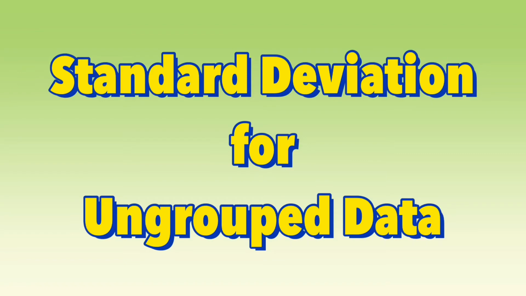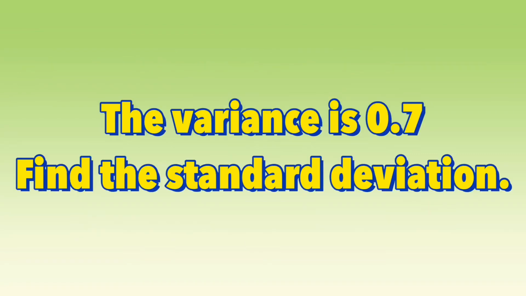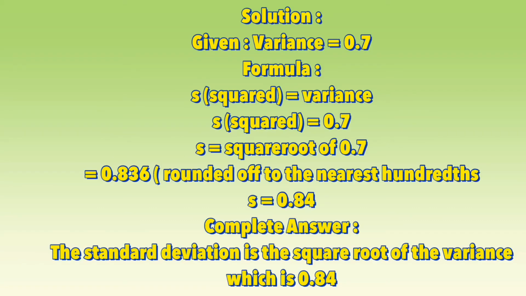Okay, next, number 4, we're going to find the standard deviation for ungrouped data. The problem: the variance is 0.7. Find the standard deviation. Solution: the given is variance equals 0.7. Our formula is s squared equals variance. Then s squared is equal to 0.7, the value of the variance.